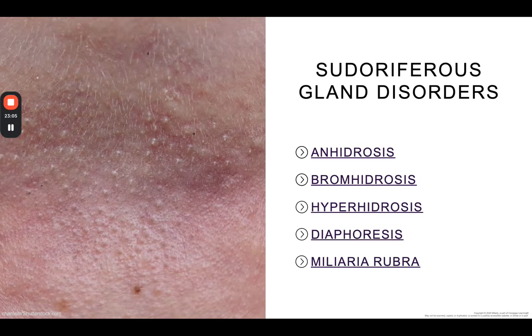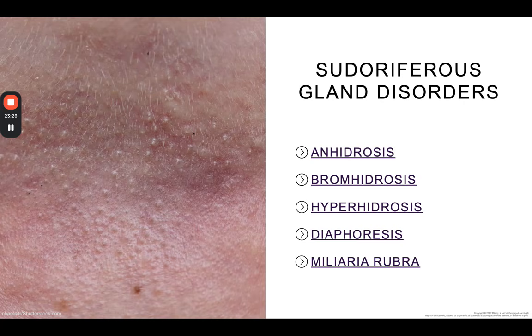And lastly, we have miliaria rubra, which is also known as prickly heat. Okay. Miliaria rubra is also known as prickly heat. It is an acute inflammatory disorder of the sweat glands. It results in an eruption of red vesicles and burning and itching from excessive heat exposure.